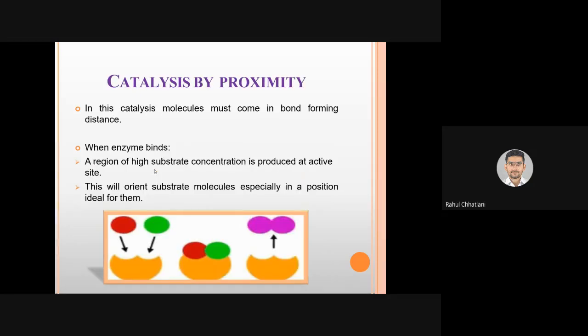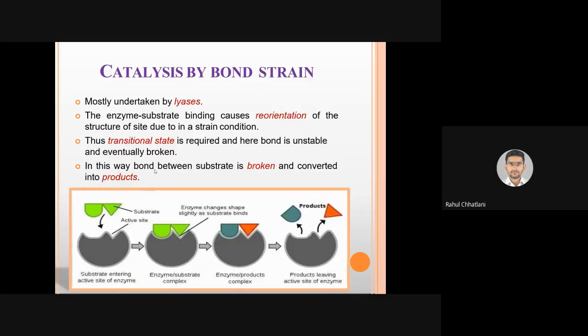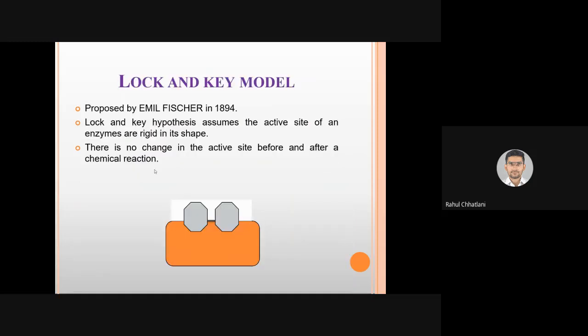Catalysis by proximity. Two substrates just need to come together at a specific position. The enzyme gives the position and a new product is formed. And last is the lyase, that is catalysis by bond strain. So it will break the bond. The substrate comes to the enzyme, the enzyme changes shape, because of that the bond breaks, and because of that there will be two products. Yeah, so these are the four main types of catalysis or mechanisms of enzyme action.